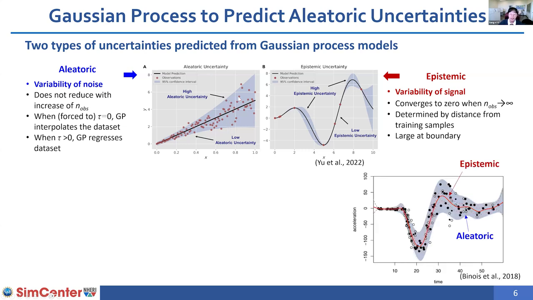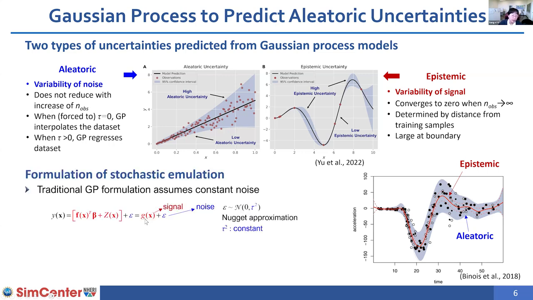So in practical GP applications, the uncertainty bounds provided by the GP will be a combination of this epistemic uncertainty, which captures the variability in your underlying signal, and this aleatoric uncertainty, which describes the true predictive noise in your data set.